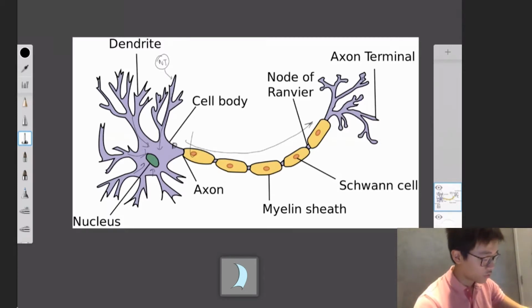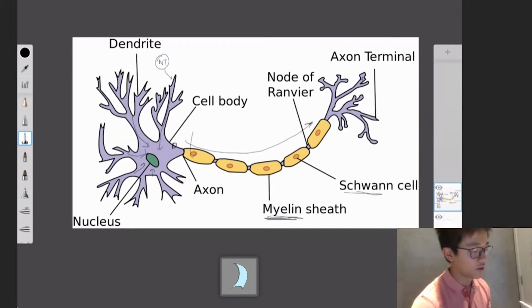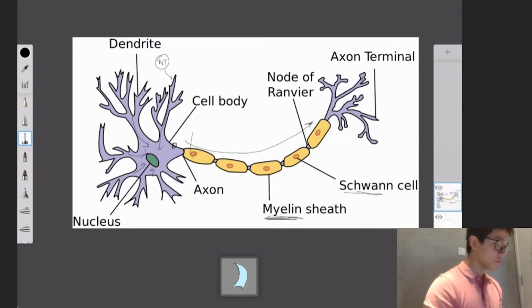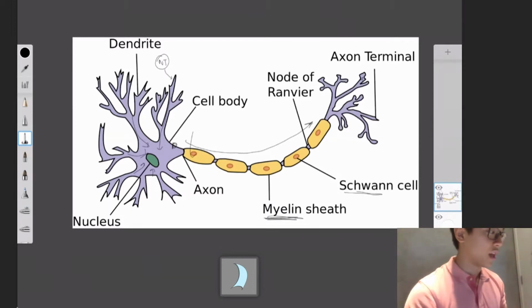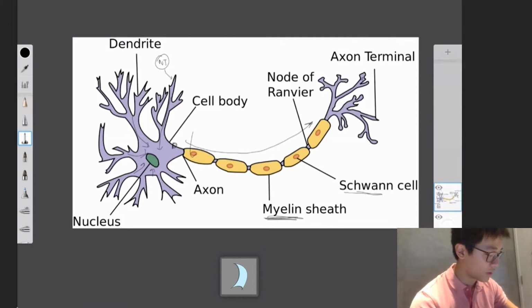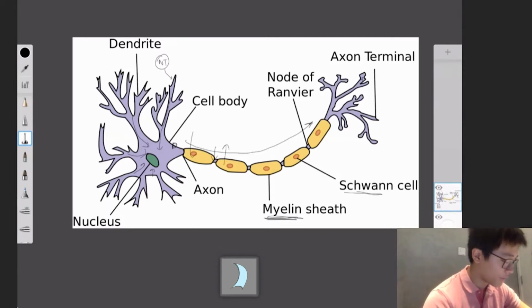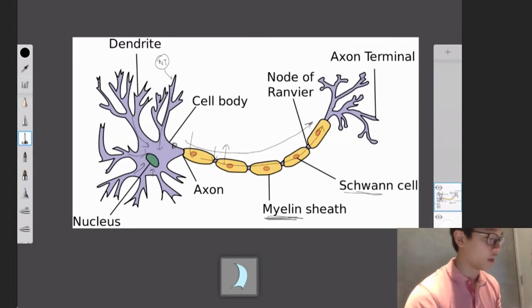The axon is also wrapped in fat, what's called a myelin sheath. These myelin sheaths are actually produced by Schwann cells that wrap along the axon in order to speed up the propagation of action potentials. So that's the first point of how neurons pump sodium and potassium. It'll pump sodium out and potassium in to generate a resting potential and also to help propagate the action potential down the axon.